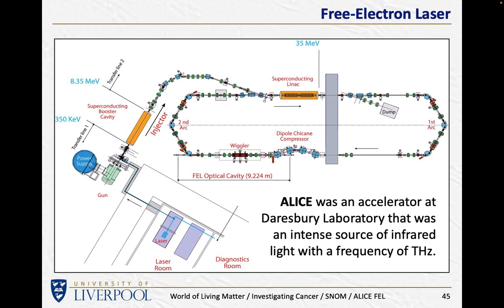So we started effectively just down the road, Daresbury Laboratory. We started experiments using an infrared light source that was part of a particle accelerator. It was called ALICE, and it was a particle accelerator in which electrons were put into this system, and basically, through a mechanism which I'm not going to describe, it produced infrared light, and that was a very intense source of infrared light that could be tuned across various wavelengths.